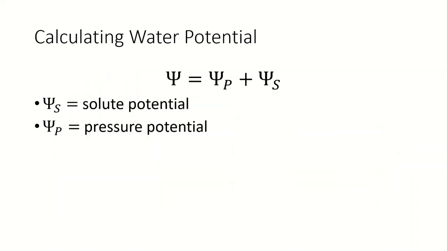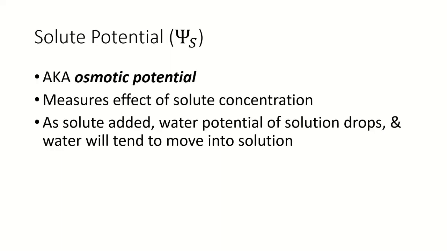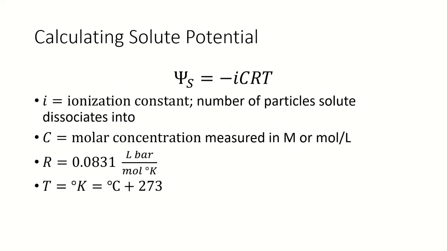So how do we calculate water potential? You do have this equation on your formula chart. That's water potential equals pressure potential plus solute potential. And we're going to talk about each of those. The solute potential, which is also called the osmotic potential or Psi-S, measures the effect of the solute that's in there. Makes sense with the name. So as you add solute, the water potential drops and the water will tend to move into that solution more.